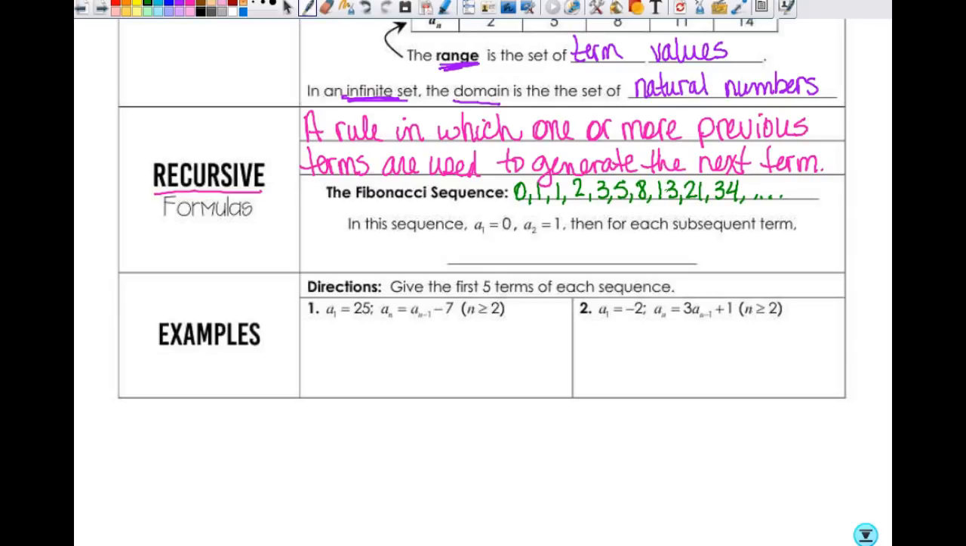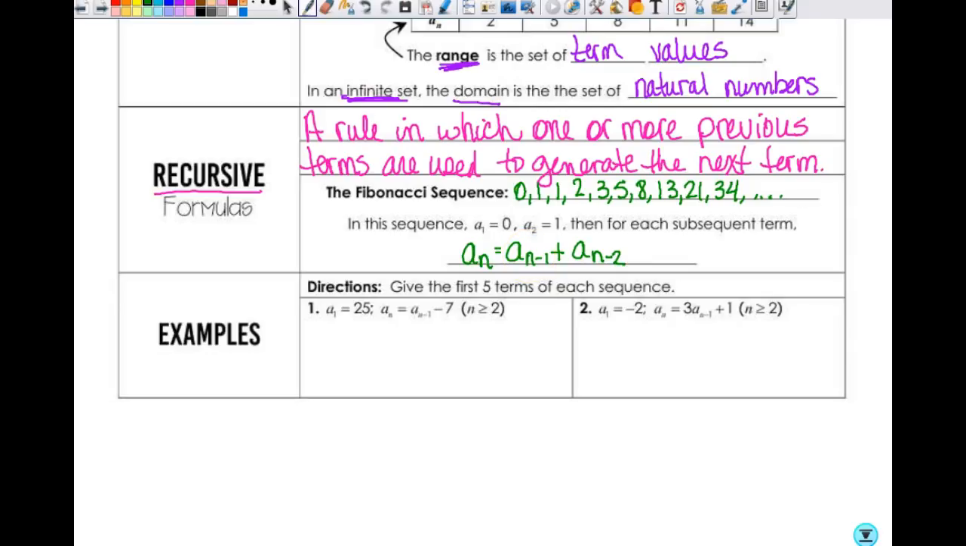So in order to do that, whatever term I want, I'm going to have to add the term before it, which would be a sub n minus 1, because if this is a5, this would be a4, plus the one before that, which would be a sub n minus 2. So a5 would be a4 plus a3. You add the 2 terms before it to get that one.